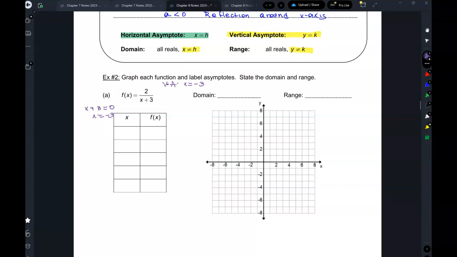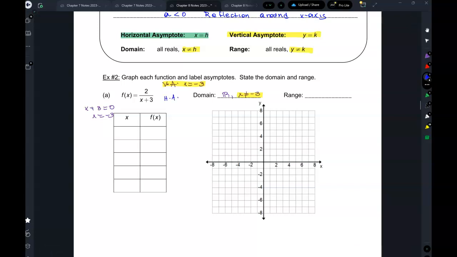So if the function is undefined at x equals negative 3, that means the domain includes all numbers except x equals negative 3. So we say the domain is all real numbers, but x cannot equal negative 3. Take a look here at how the vertical asymptote and the value we leave out of the domain are the same. Okay, range. The vertical asymptote is x equals negative 3.